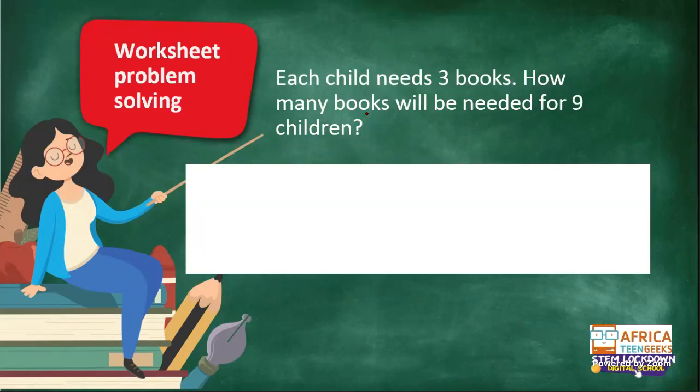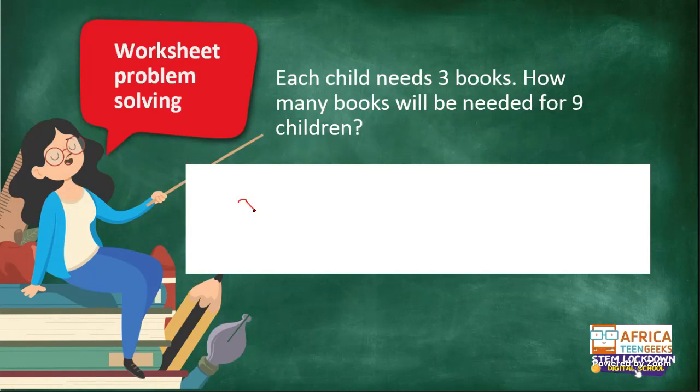We say, three children, yes, but we don't do it like that because it's a problem sum. We have to write it down. So we do it bit by bit, piece by piece. Take a look at it. We say each child needs 3 books. How many books will be needed for 9?